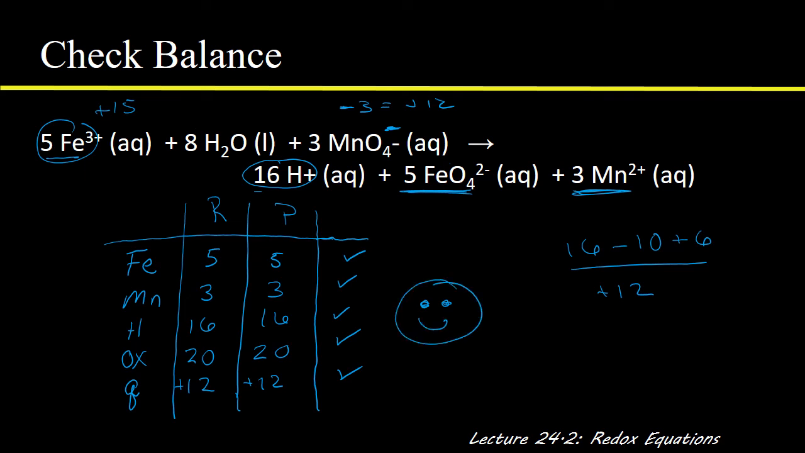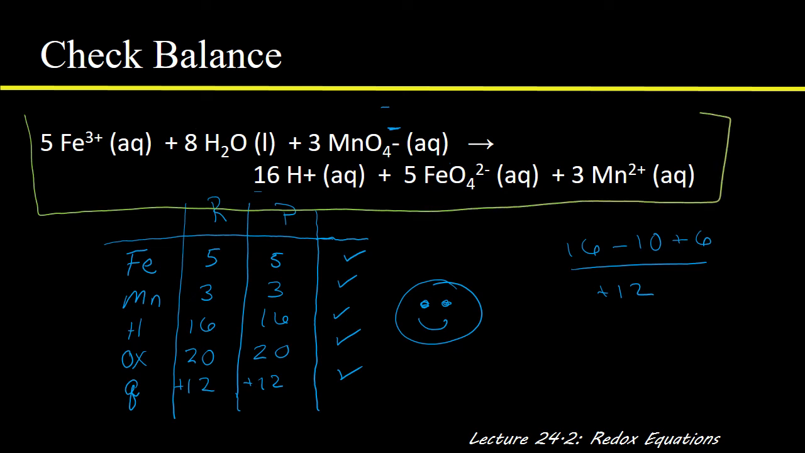All right, so we can check that, and we see that everything is correct. If you can work through that table and everything checks out, then you are essentially done. Like I said, you could be asked to balance these under acidic conditions or basic conditions. If the question asks you to do it under acidic conditions, then you're done, and that's it. Okay. If you need to do it under basic conditions, there's one more step that we need to do. So let's take a look at that.